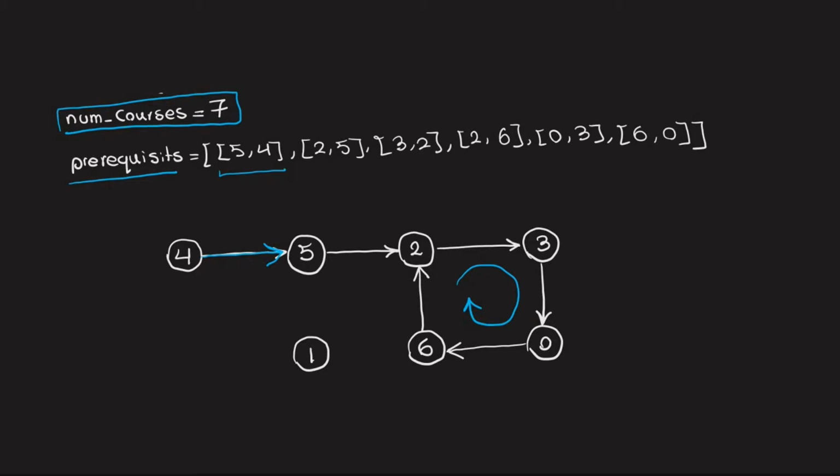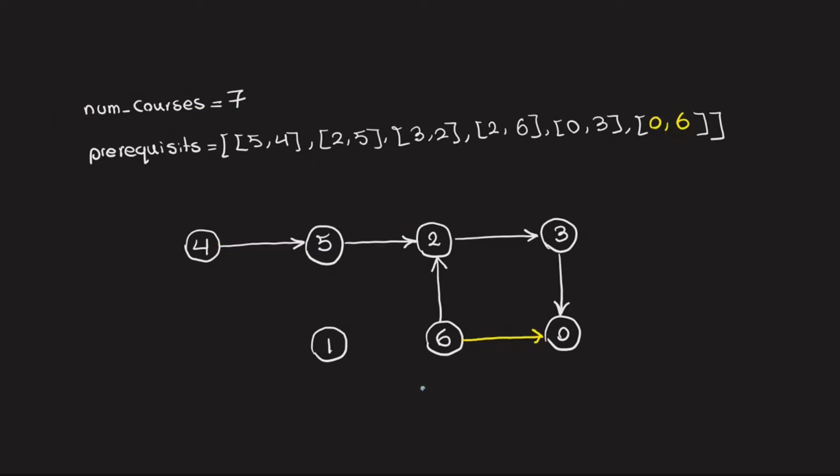Because if we try to take course 2 here, first we need to take course 6. But before taking course 6, we need to take course 0. Before taking course 0, we need to take course 3. Before taking course 3, you need to take course 2. So there's a cycle here. So it is not possible to have a correct order of taking courses here. So there is a cycle and we are going to return an empty list as the result.